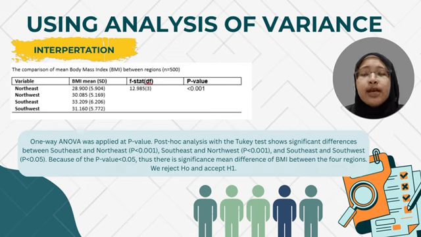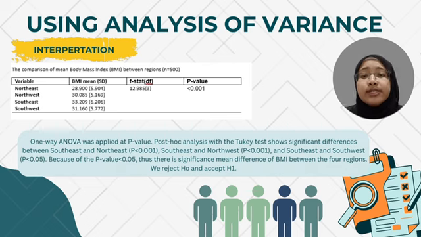From the column, we know that the highest average BMI is from Southeast, with a mean of 33.209 and a standard deviation of 6.206. The lowest average BMI is from Northeast, with a mean of 28.9 and a standard deviation of 5.904. The third column is the F statistic, which is 12.985, with degrees of freedom of 3. The last column is the p-value.